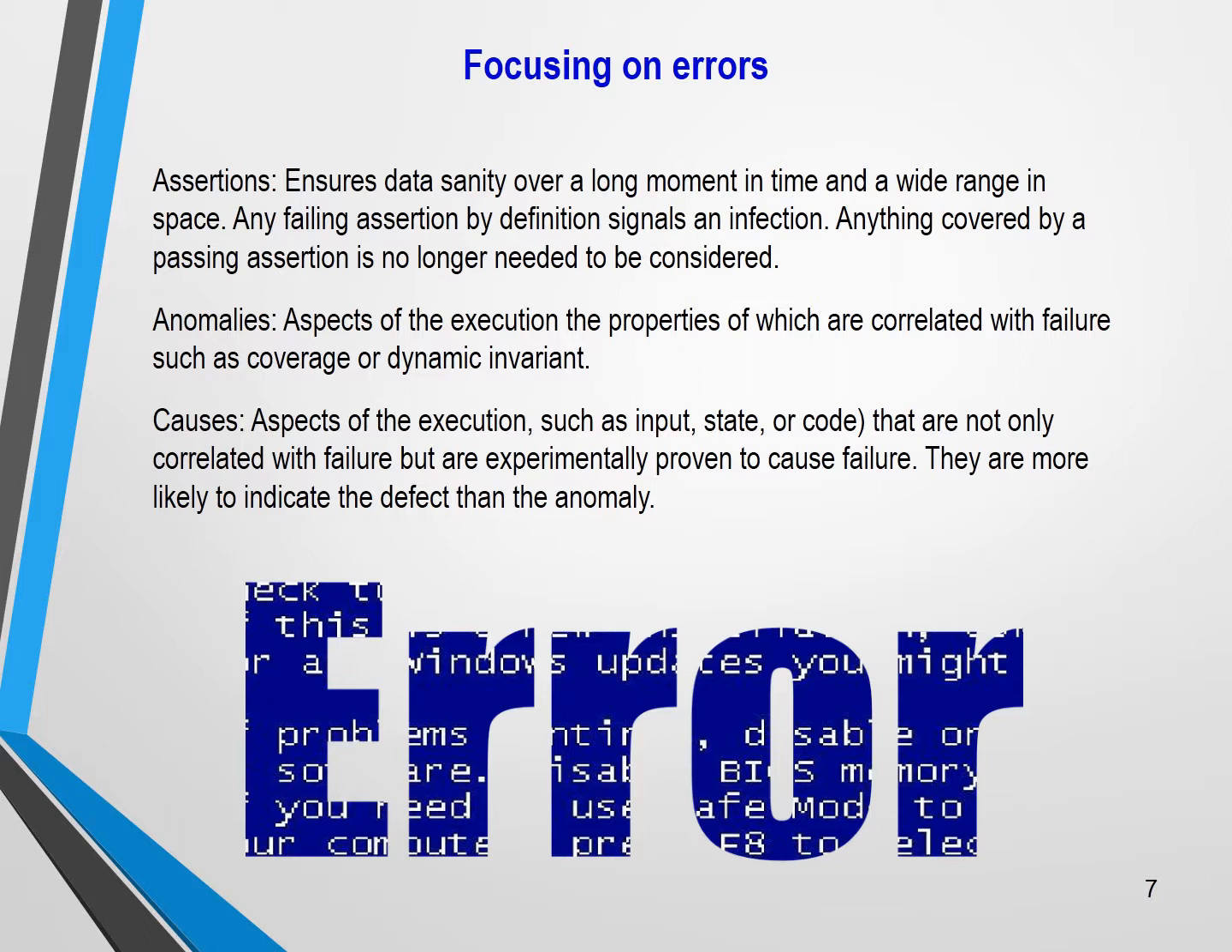Anomalies. Aspects of the execution, the properties of which correlate with failure, such as coverage or dynamic invariant. Causes. Aspects of the execution, such as input state or code, that are not only correlated with failure, but experimentally proven to cause failure. They are more likely to indicate the defect than the anomaly.